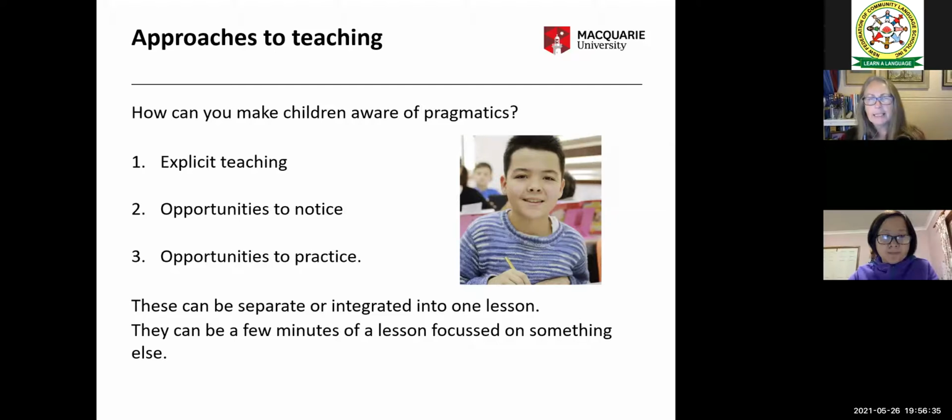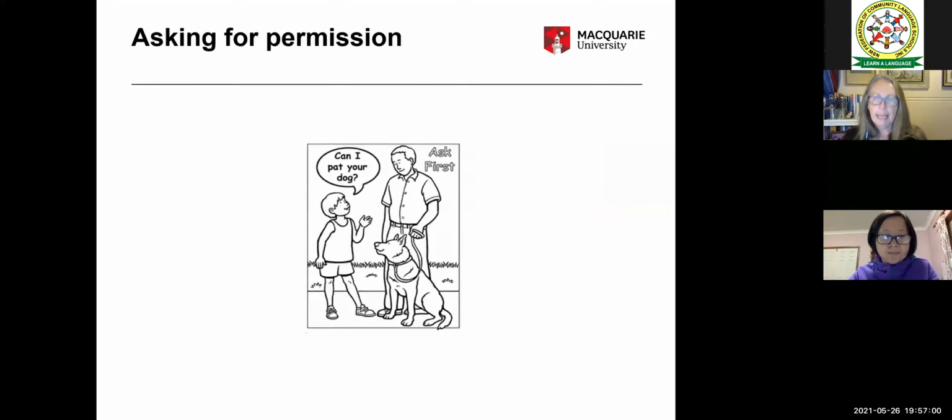And these things can be separated or integrated. They can be in one lesson, or they can just be a few minutes focused on pragmatics in a lesson which is really focused on something else. So you can be teaching grammar or skills or something like that, and just keeping aware of opportunities for helping students to learn about pragmatics. Okay, here's an example. This is what we call a language function, and it's asking for permission.